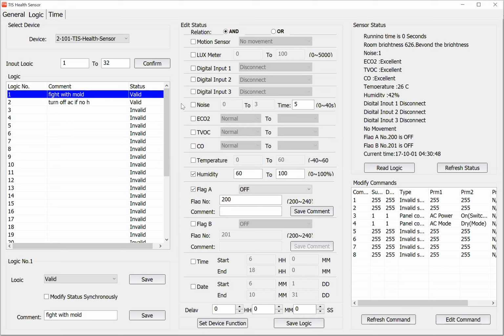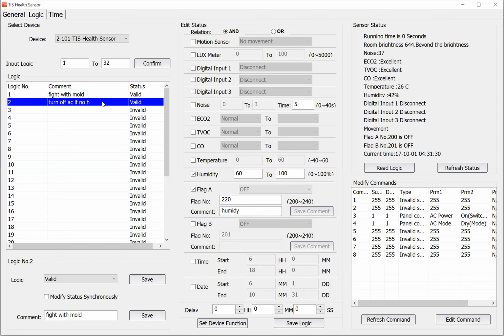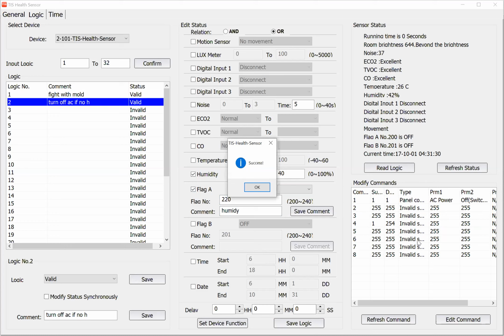I said if the humidity is between 60% to 100% and flag number 220 is on, and this flag is related to humidity, I choose this flag. You can choose any flag between 200 to 240. Then turn on the air conditioner. And here again I add flag 220: if it is on, then turn off the air conditioner.